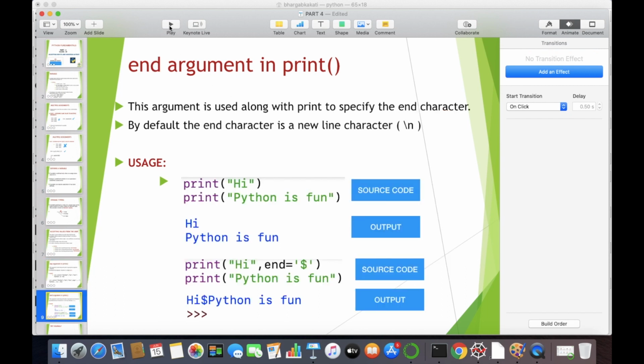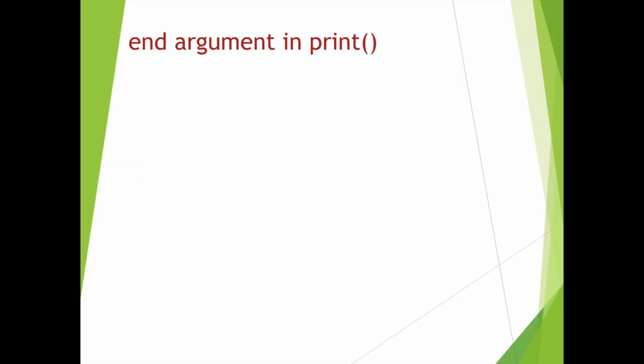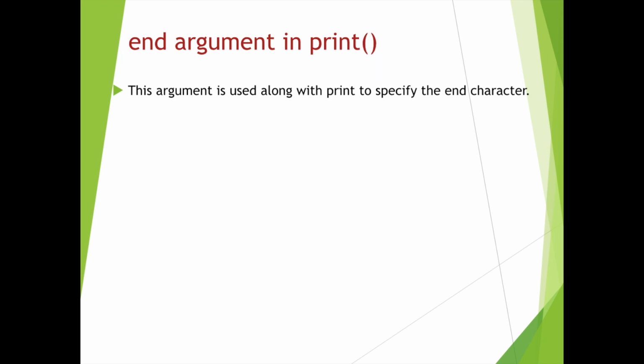Let's see the next argument in the print function, which is the end argument. This argument is used along with print to specify the end character. So what is the end character? After one print function, if I write a different print function, then it will automatically come in the next line. But if you want something else to happen, then we'll be using the end argument in the print function. By default, the end character is a new line character, \n.